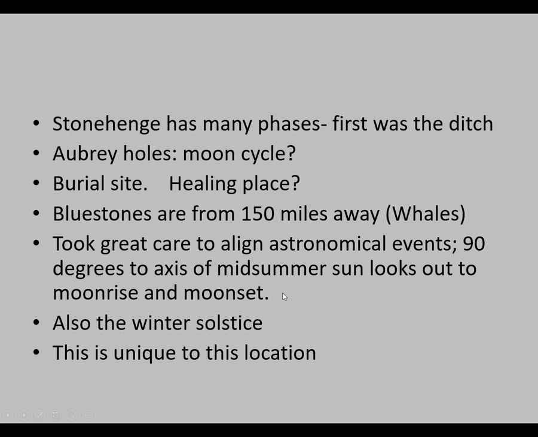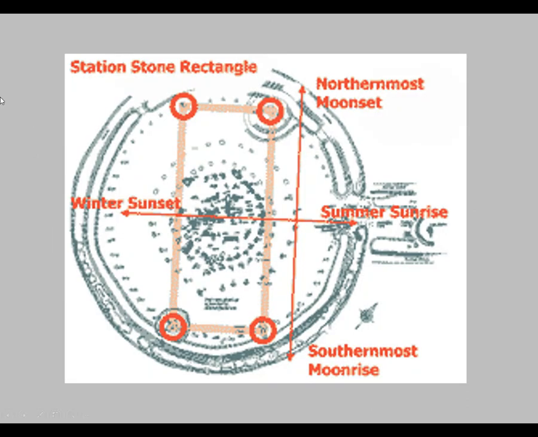We have the summer and winter solstice, and then 90 degrees to that, we have the moonrise and moonset. And it's unique to this location. So the 90-degree thing is unique to this. It doesn't work that way everywhere. So here you have it. Here we have the summer and winter solstice, and 90 degrees to that is where you get these moonrise and moonset. So that's the 90 degrees.